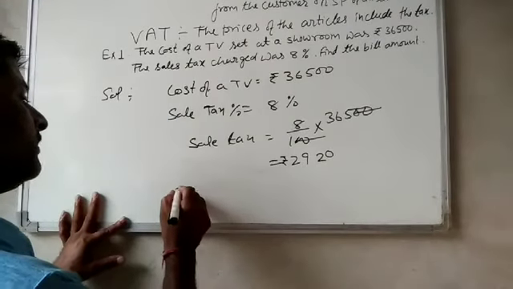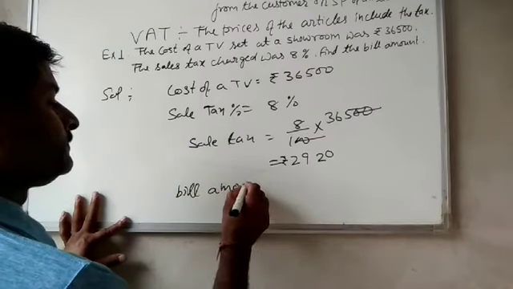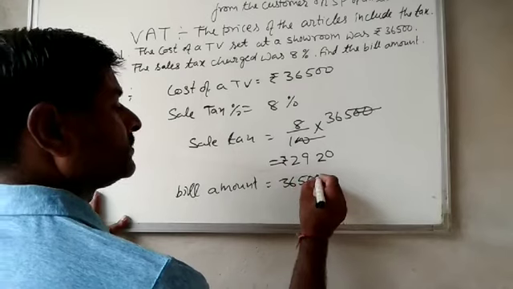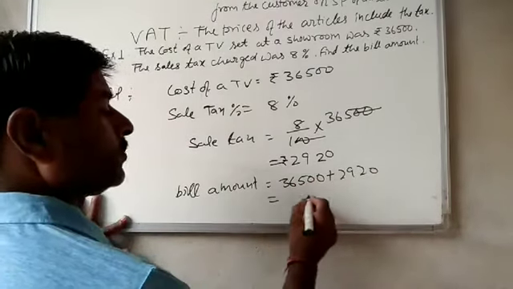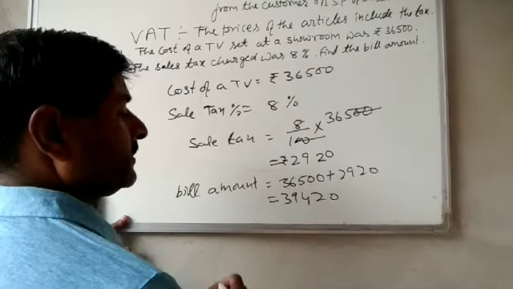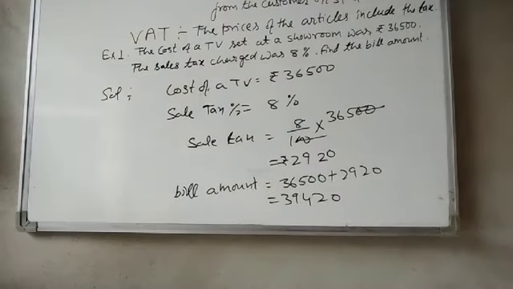So bill amount is equal to 36,500 plus 2920. We will add both, and we get 39,420 rupees.